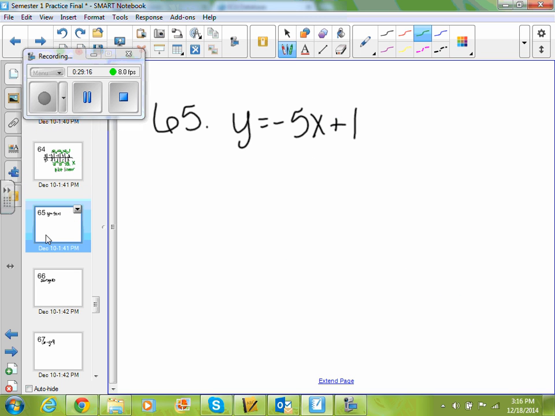Okay, on 65, we're asked to see if the following equation is linear, and if so, graph it. y equals negative 5x plus 1. Does this have any exponents? No, it has no exponents. There's no numbers up here or up here. Since there's no numbers up there, then we say that yes, it is linear. If it has no exponents, it is a linear function. So then it asks us to graph it.